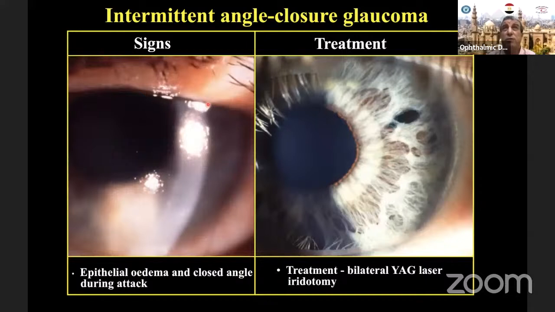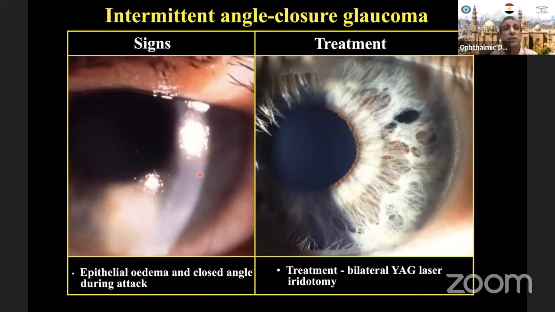The precipitating factor is a dark room, watching films in cinemas in a dark room for a long time, leaning forward with face down. So you push the iris lens diaphragm forward. This increases the angle closure, followed by a rise in the intraocular pressure. Fluid is pushed into the cornea, leading to corneal edema, epithelial edema, after closure of the angle. This epithelial edema is the source of halos around light.